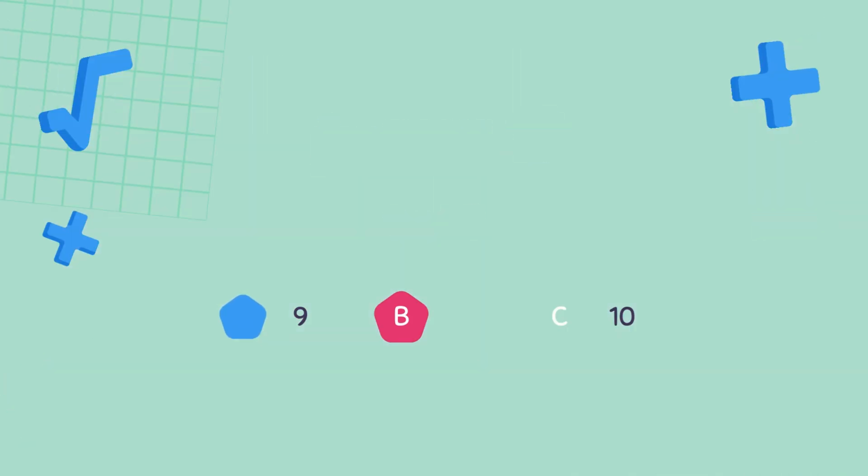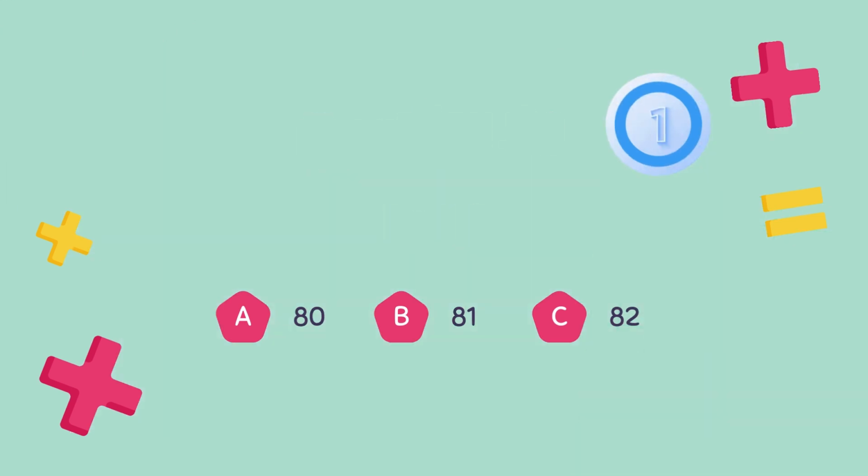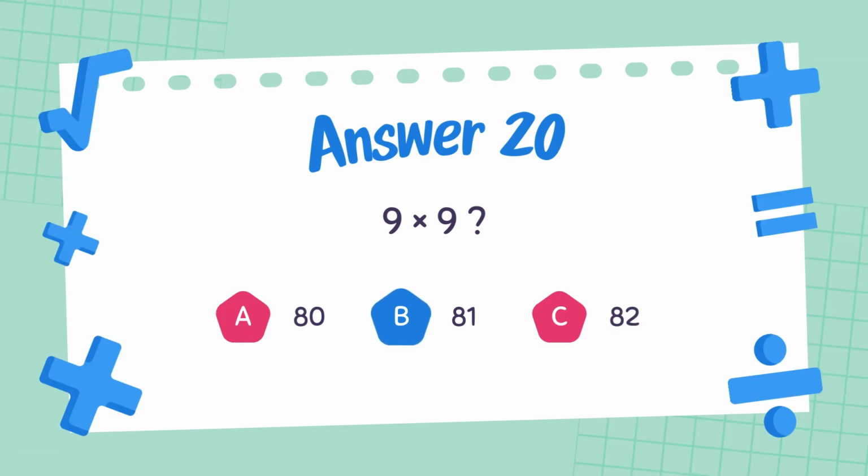Amazing. Question 20. What is 9 times 9? Is it A, 80, B, 81, or C, 82? The answer is B, 81.